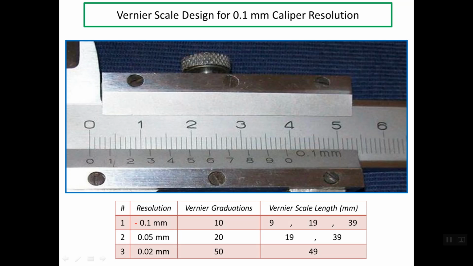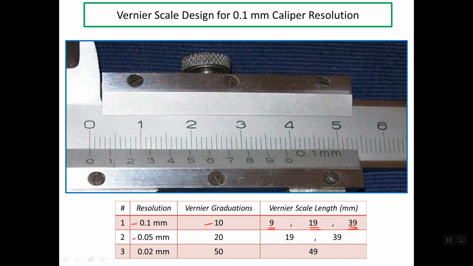We have the least value of resolution, which is 1/10 mm, and in this case the Vernier graduation is divided into 10 equal partitions. In this Vernier caliper we have three designs regarding the length of the Vernier scale. We have a scale of length 9 mm, we have 19 mm, and we have 39 mm.